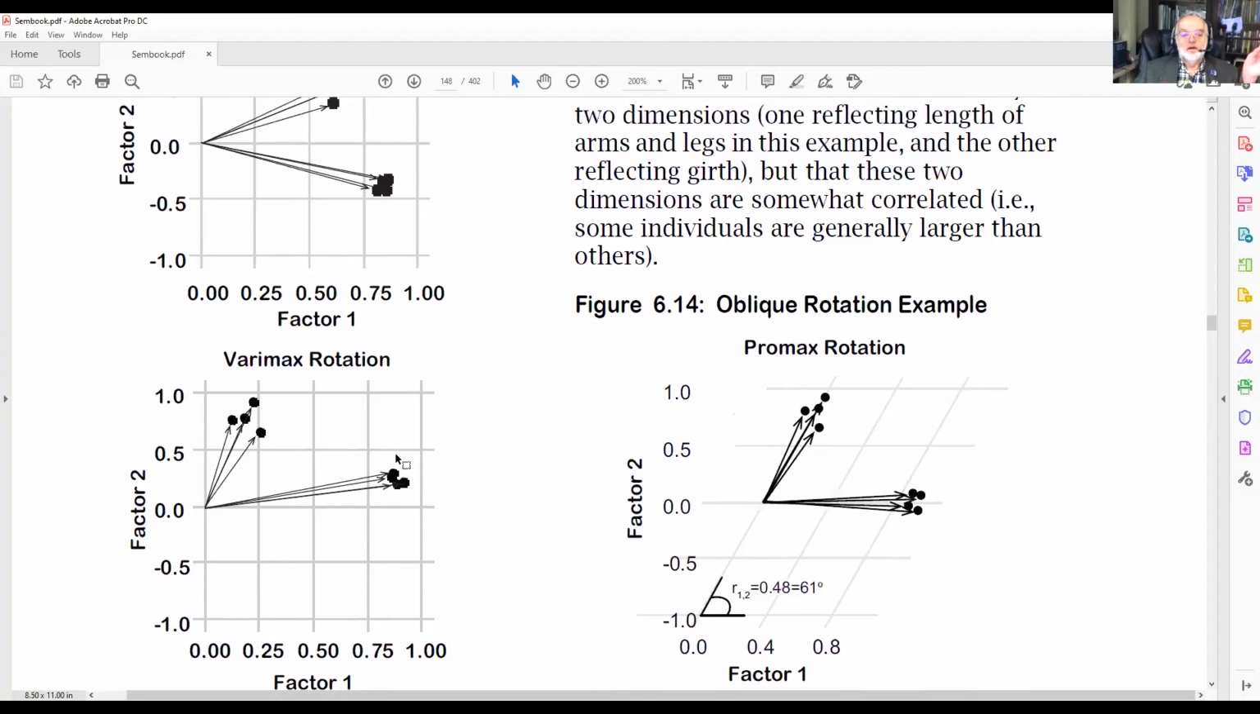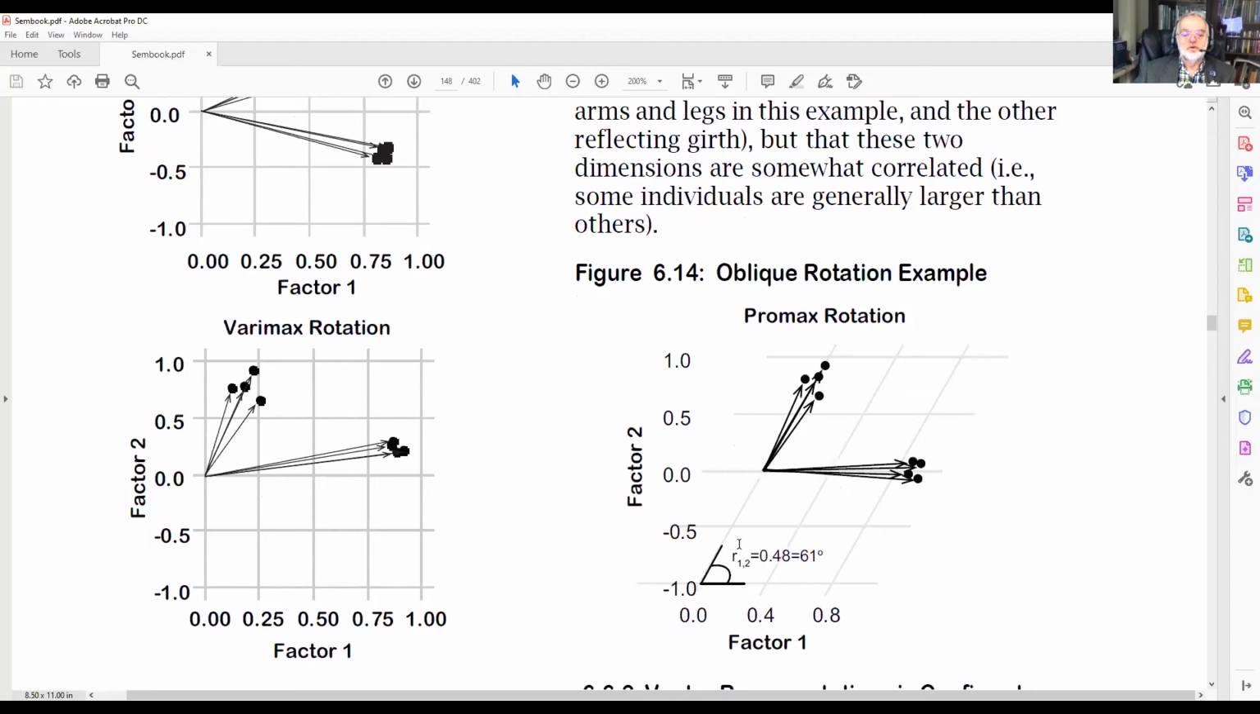And Varimax rotation assumes that there is zero correlation between factor 1 and factor 2. There exist models where factor 1 and factor 2 have a correlation. And when we allow for that correlation, we can express our two factors as having strong loadings on one factor and very, very small loadings on the second factor.